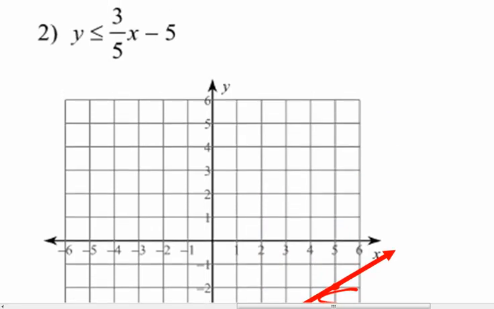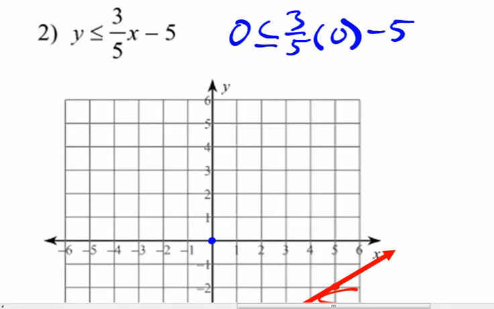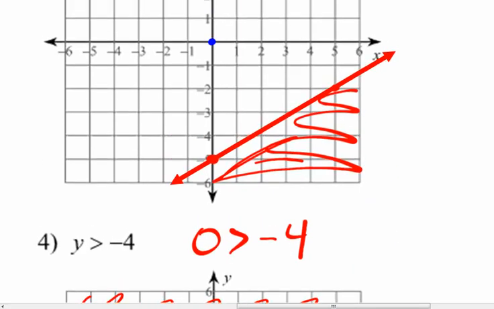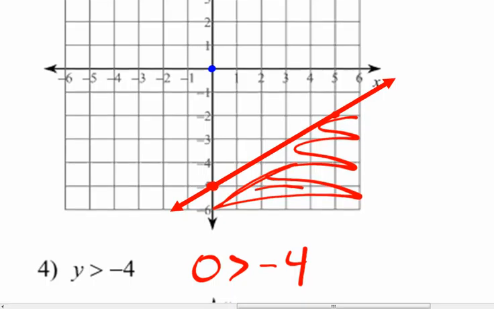Or, if you want to put a point in, let's put in the point 0, 0. So 0 is less than or equal to 3/5 times 0 minus 5, which simplifies to 0 is less than or equal to -5. This is false, so we are going to be shading on the opposite side of the line, which we have done.